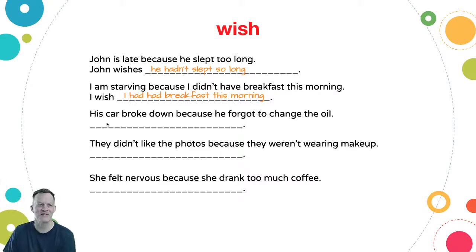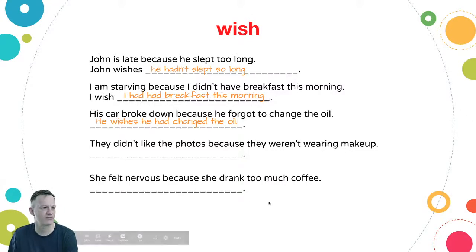So we need to. He wishes he had changed the oil, or he wishes he hadn't forgotten to change the oil. He hadn't forgotten to change the oil. All right. I'll put the second sentence in there. He wishes he hadn't forgotten to change the oil. And then you can compare. Basically, Barbara, you just needed to do the negative.